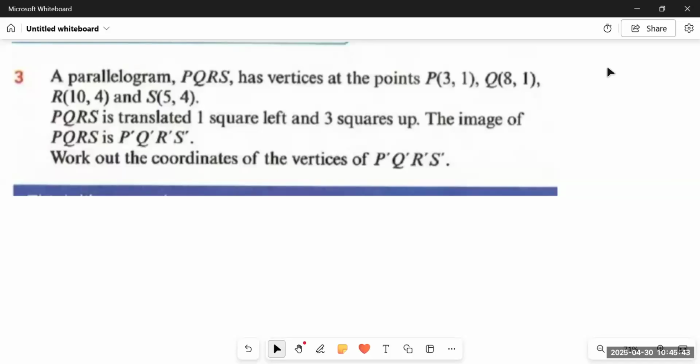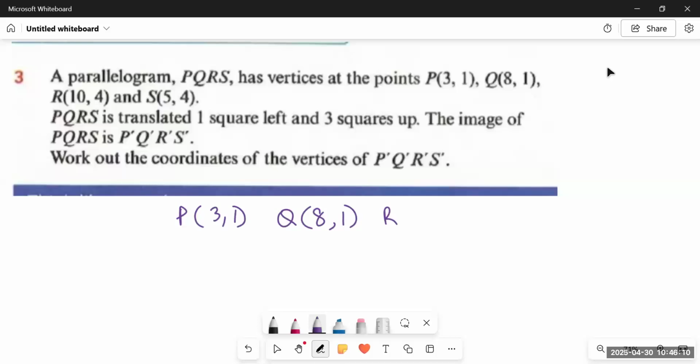Now let's move to question number 3, which says a parallelogram PQRS has vertices at the points P, Q, R, and S as given below. Now PQRS is translated 1 square left and 3 squares up. The image of PQRS is P dash, Q dash, R dash, and S dash. So what are we going to do? We'll simply write down the coordinates of P, Q, R, and S.